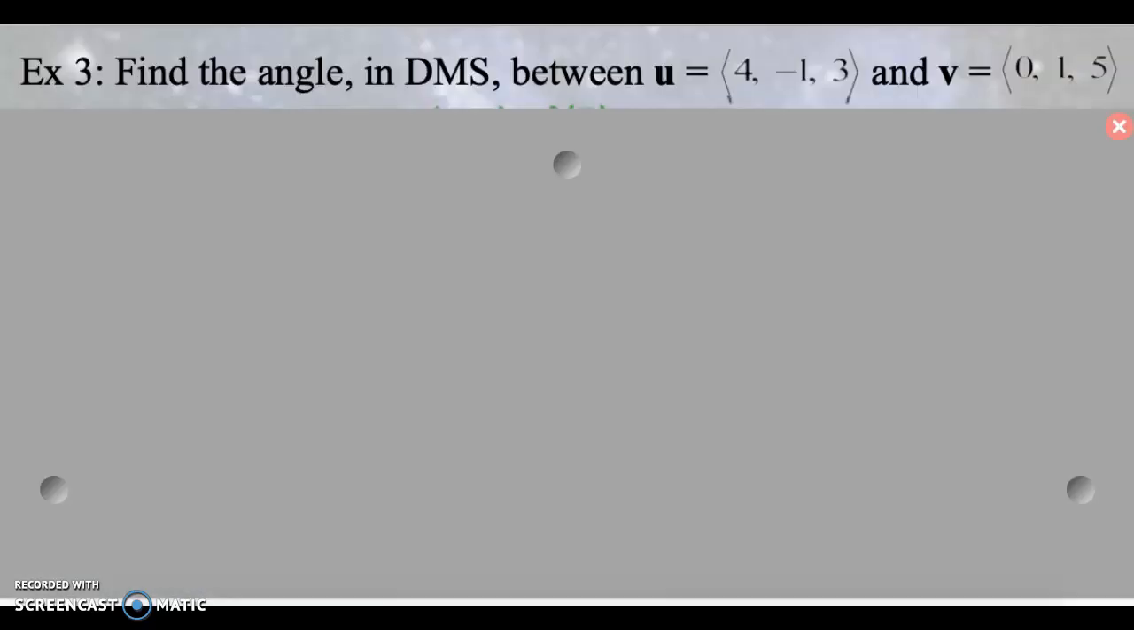So it says find the angle in degrees, minutes, seconds. So take a second and make sure your calculator is in the right mode. It needs to be in degrees and not radians. Between u, 4, -1, 3, and vector v, which is 0, 1, and 5. Pause the video and double check and see if you get the same answer that I do.